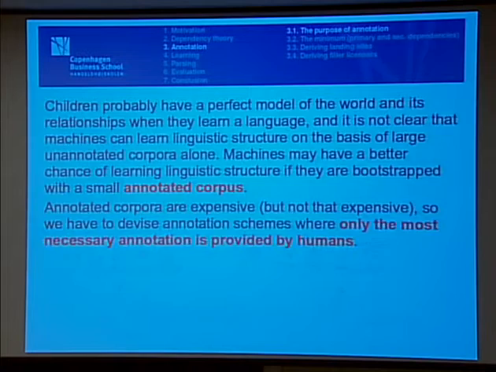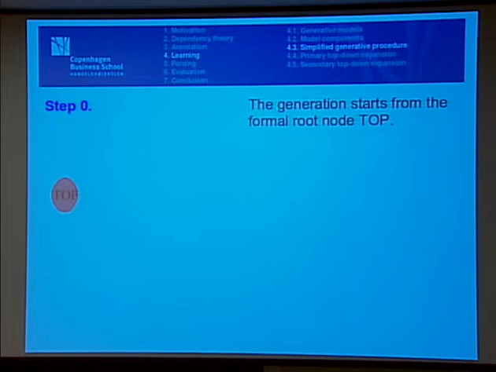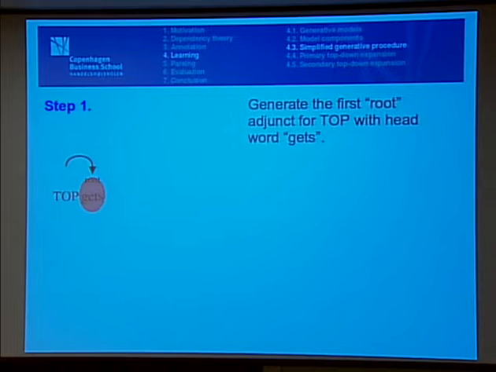Right, I'll skip this annotation thing. There's this point about the generative model. And I would like to outline the generative procedure, which starts from a formal root node top. Then you generate the first root adjunct for top. This is a very simplified model.